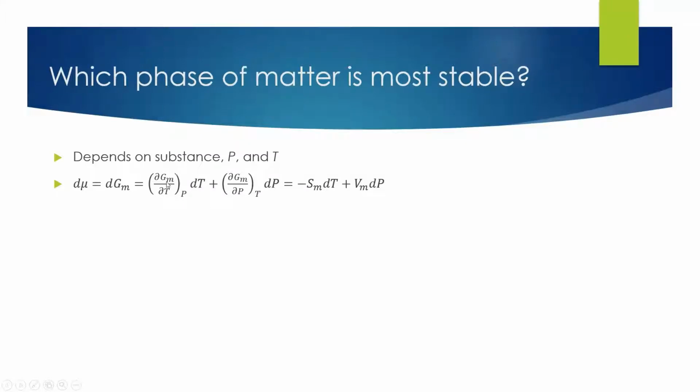We know that dG/dT is negative S. Since we have a molar Gibbs free energy, we now have a molar entropy. And then dG/dP is the molar volume. So our chemical potential for substances will change based on temperature to the tune of the molar entropy, and by pressure to the tune of the molar volume. So like I said, we'll start with temperature.